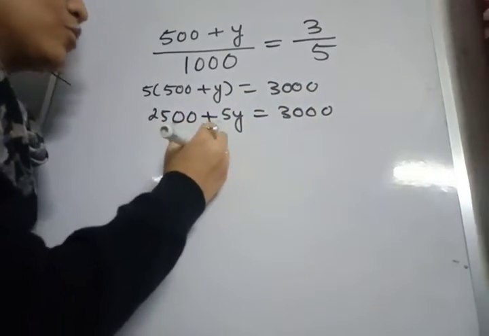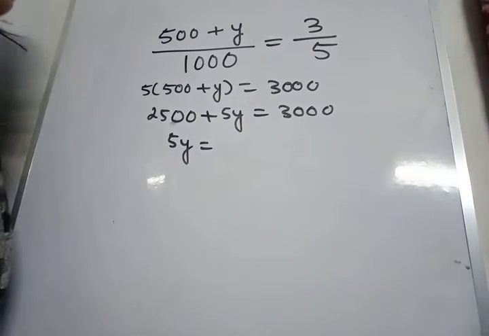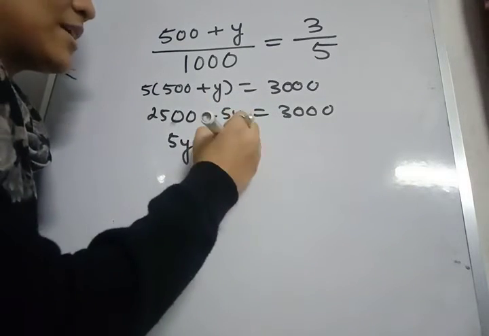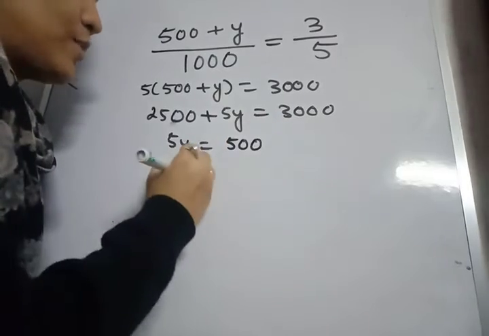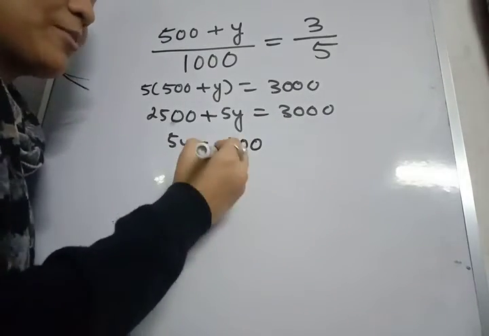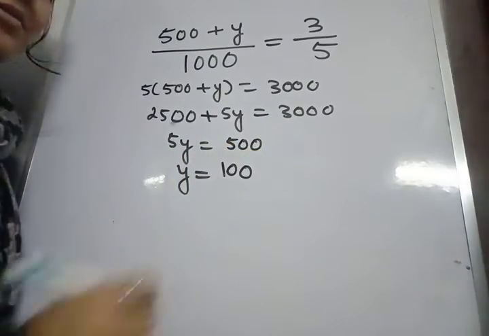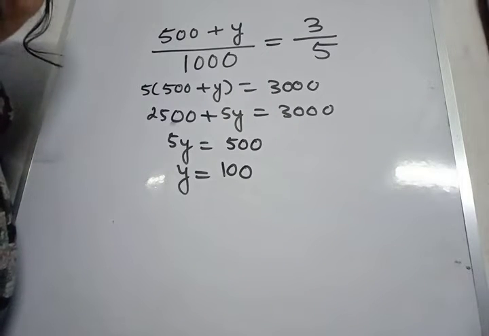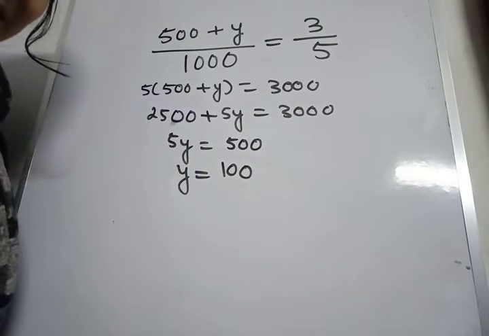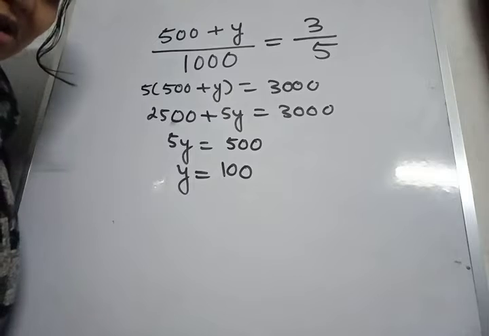So 5y equals to 3000 minus 2500. So that gives us 500. So y equals to 500 by 5, that is your 100. So number of science books to be purchased is your 100. Next we have the fifth sum from the worksheet.